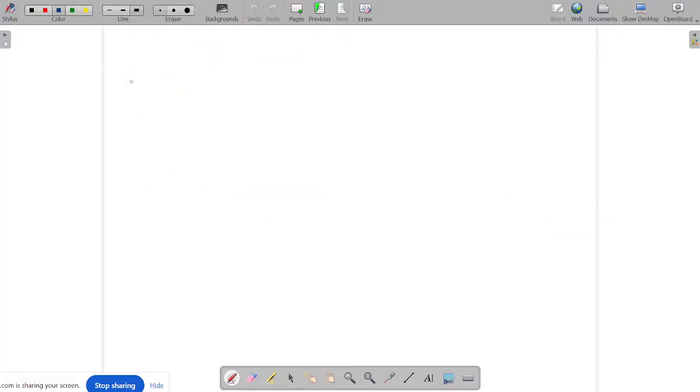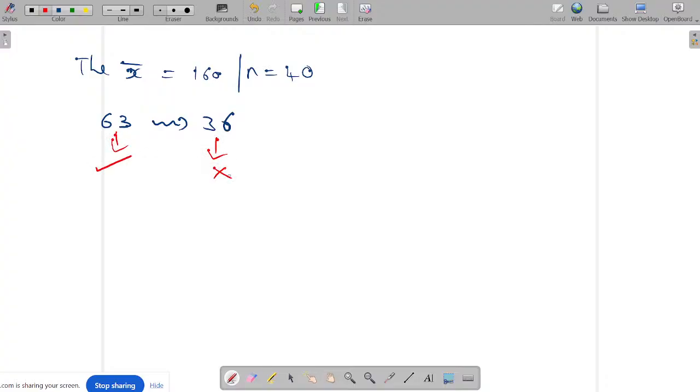Actually, it is not there in the single material. I just dictate the problem. I'll give the details, data. The mean x bar for 40 observations is given to be 160. But when I went for the second checking, I found that instead of writing the number 63, I wrote it as 36. This is the correct observation, and this is the wrong observation.